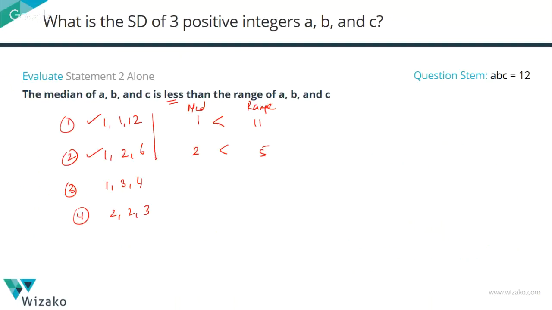It's quite evident that the standard deviation of the first set of 3 numbers, 1, 1, 12, is going to be different from the standard deviation for the second set, which is 1, 2, 6, pointing to the fact that we're not going to get a unique answer with statement 2. 2 alone is not sufficient. 1 is sufficient. So we can basically rule out choice D and zero in on E. So statement 1 alone is sufficient as answer to this.